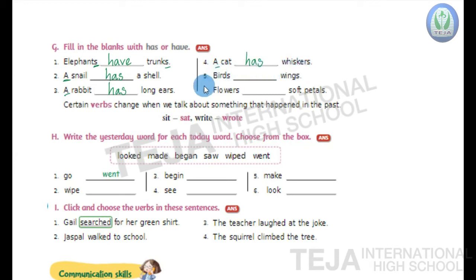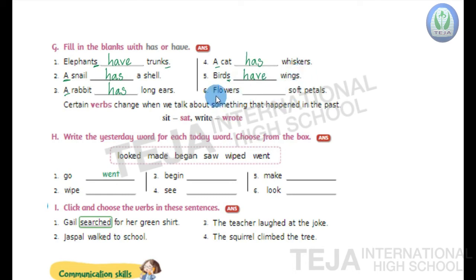Okay. Now next, fifth question, children. Birds dash wings. So here, birds, S is there. So it's a plural form. Here more than one bird is there. So when more than one bird is there, what do we have to use? You should use the word have. So here the answer is birds have wings.